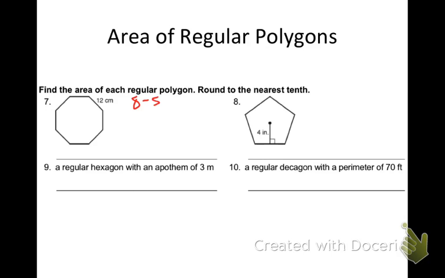8. There are 8 sides. Awesome. So to find my central angle here, how would I find my central angle? I take 360 divided by 8. What's 360 divided by 8?